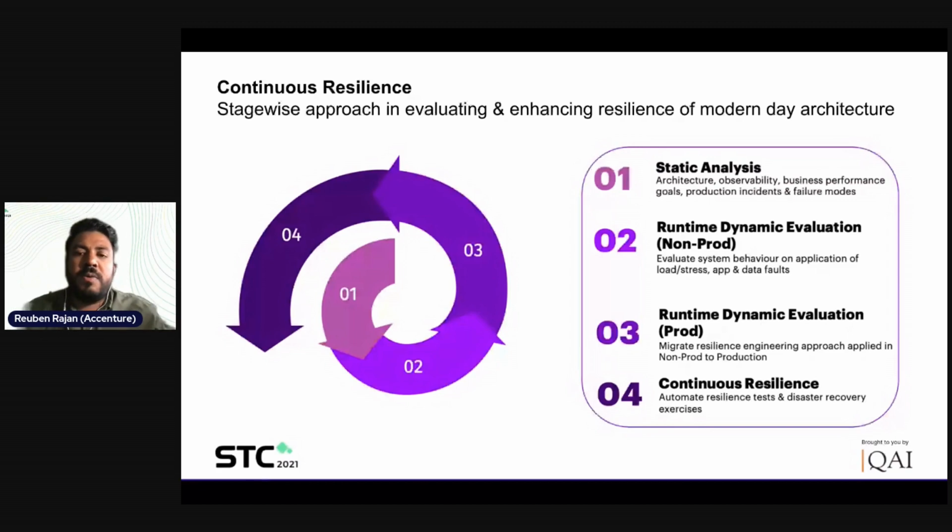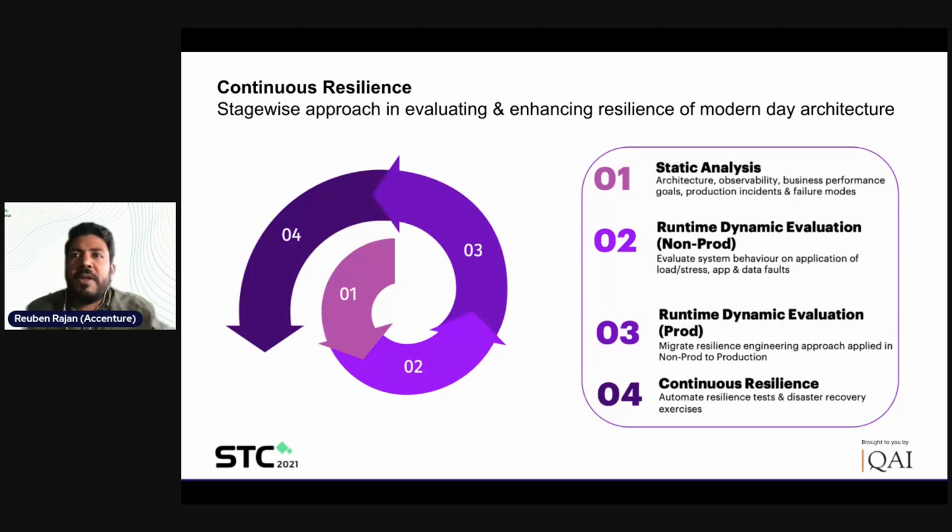So one is to do a static analysis, to identify potential points of failure in that static review of your architecture. Now, how would you even do that? Start with the whole architecture. You could use many techniques in this. You could use failure mode analysis. You could do systems theoretic process analysis. So there are multiple techniques to do it.